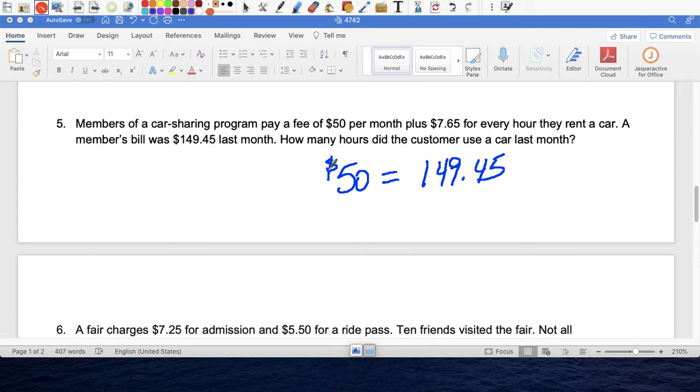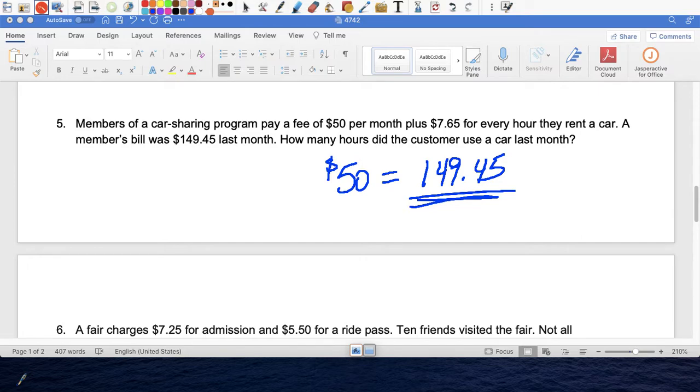So imagine you have one of those programs and you don't have a car, so you enlist in one of these, which is not a bad idea because you're not driving all the time. So you pay $50, whether you use a car or don't use a car, you still gotta pay $50 every month. Now, anytime that you go and use the car, on top of the $50 that you paid for that month, you still gotta pay $7.65 per hour. So last month, you spent $149.45 in total. So obviously, you did drive the car.